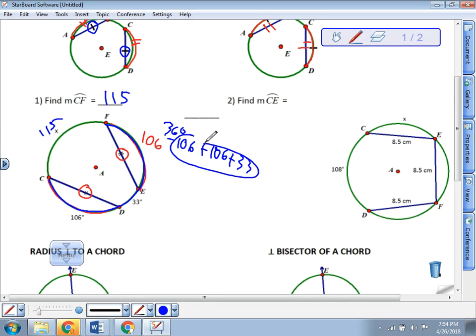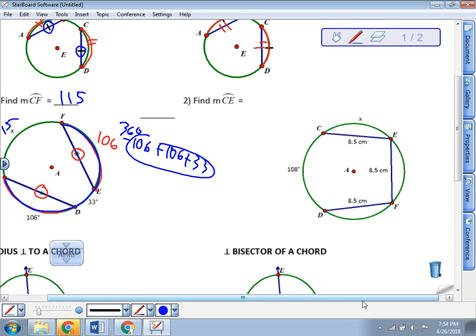Number two, let's find CE. Again, I've got congruent chords, which means that all of these arcs are the same. So that's x, this is x, and this is x. How am I going to find what CE equals, which is this one right here? I'm going to take 360 and subtract the 108. When I do that, I'm going to get 252. 252 is this whole distance right here.